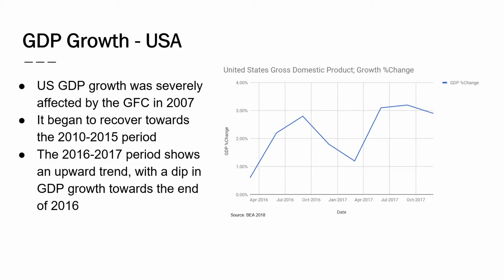Okay, so let's talk a little about the US and its GDP growth. The US GDP growth was severely affected by the GFC in 2007, and during the 2007 to 2009 period, it was in recession and it was struggling to maintain growth. Since then, it has recovered and been able to maintain a steady, positive upwards trend up until recently.